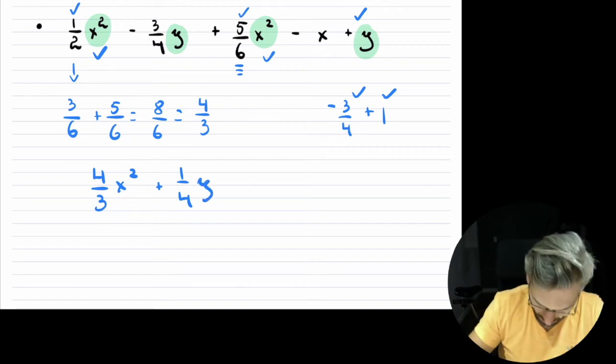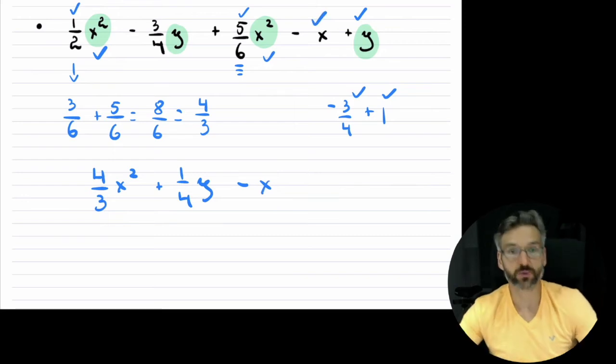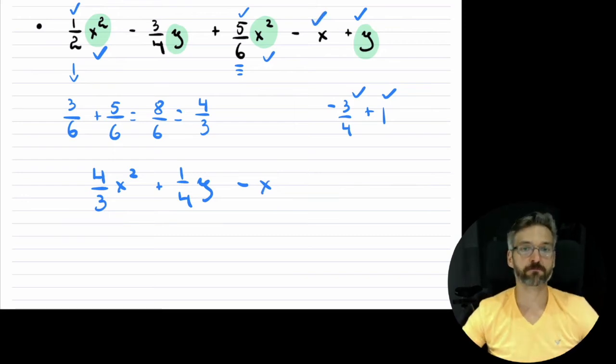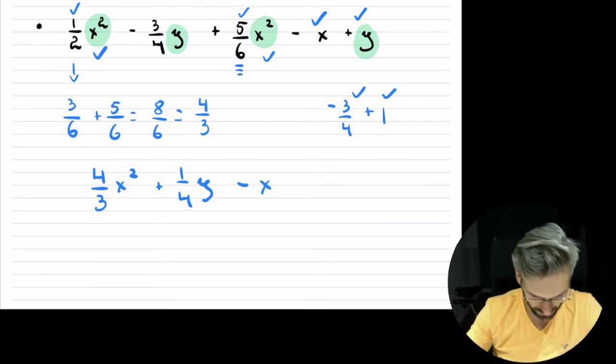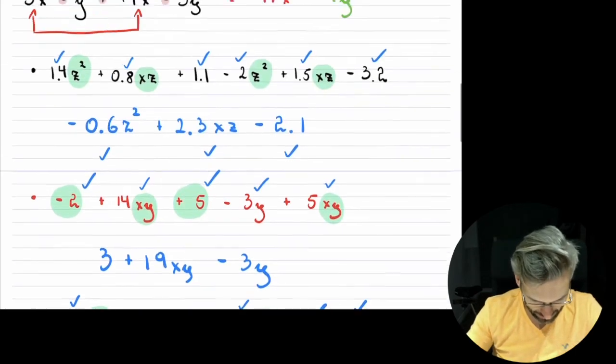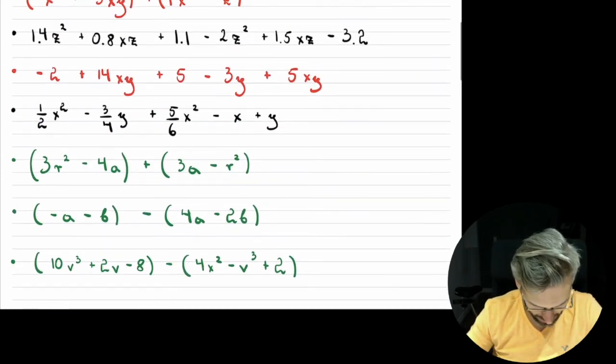And anything else, so we do have a -x left there, but we have nothing to collect it with, right? So that's it. Okay, so for this example, that would simplify that. Let's take a look what else they have thrown at us here.